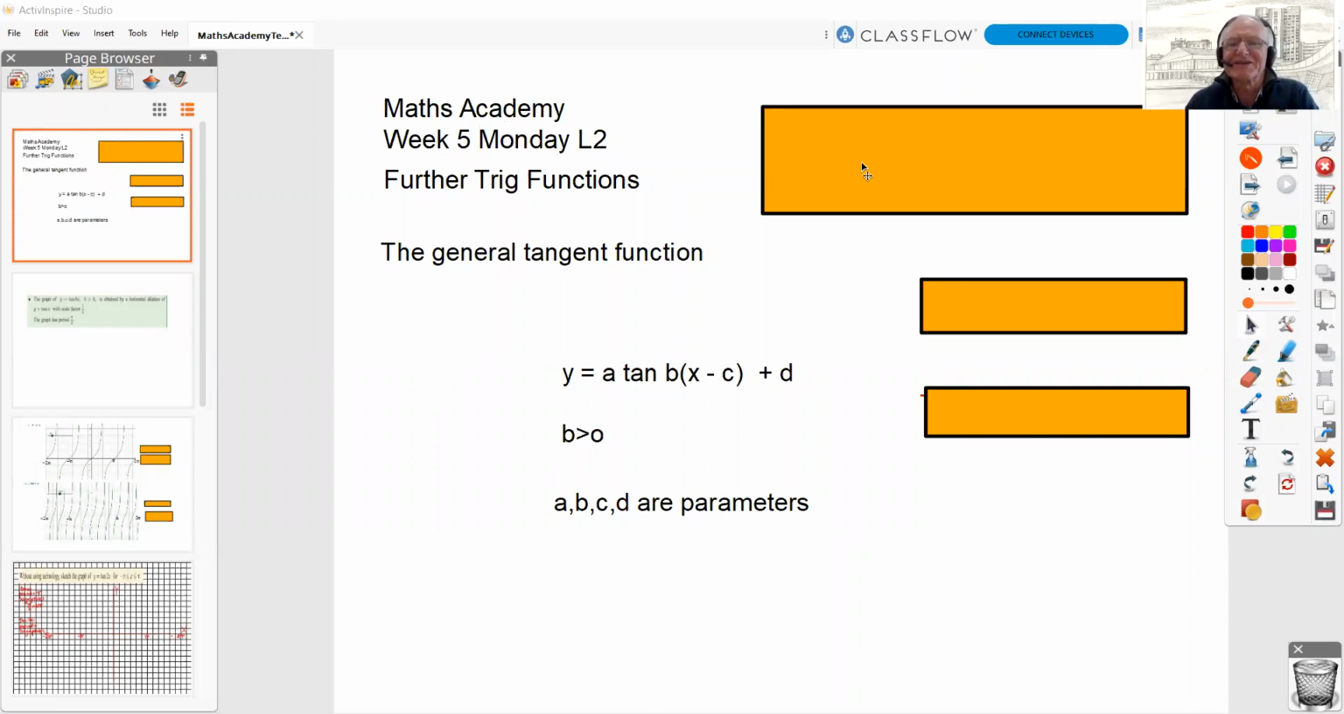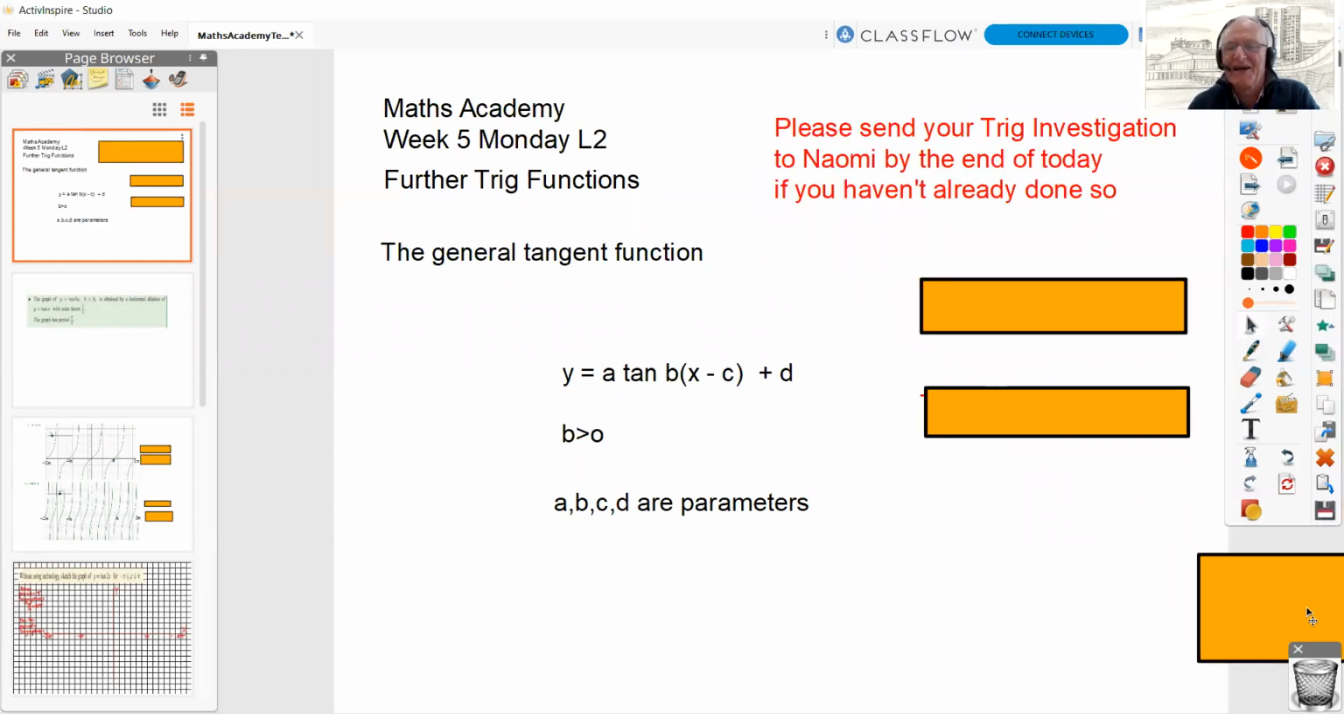All right, here's some hidden things. What do we got here? Aha. Naomi said to me a while ago that I need to remind you to send your trig investigation by the end of today, if you haven't already done so. Okay. You're in a position to do that? I won't ask anymore. She's asking me to do that.